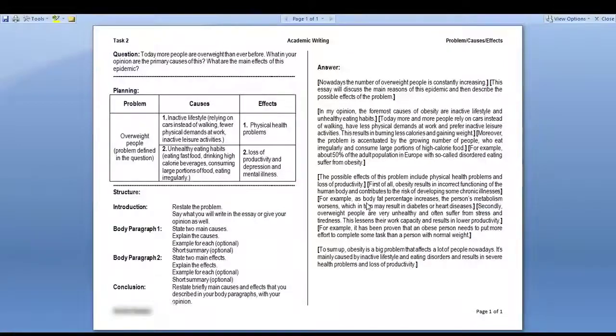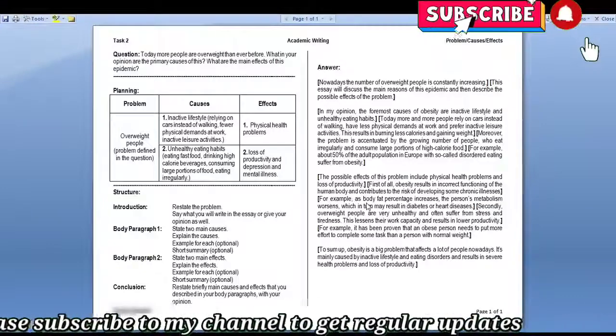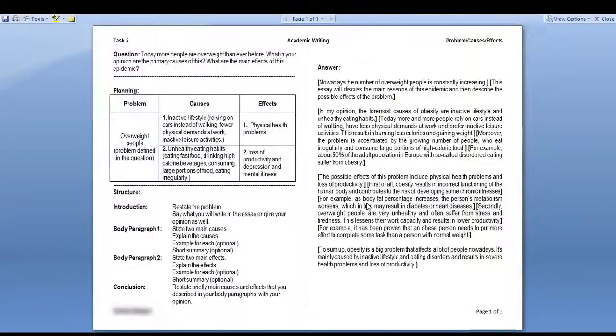For example, it has been proven that an obese person needs to put more effort to complete some task than a person with normal weight. As I mentioned before, when I was explaining the loss of productivity and depression and mental illness before we started this, when we went through the planning stage, when it comes to an obese person, when they have to do something, they have to put in more effort. So this is what I've explained using my example.